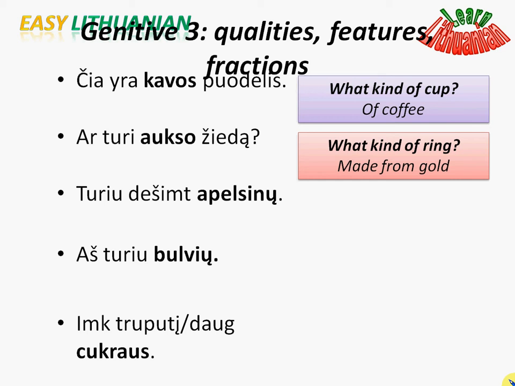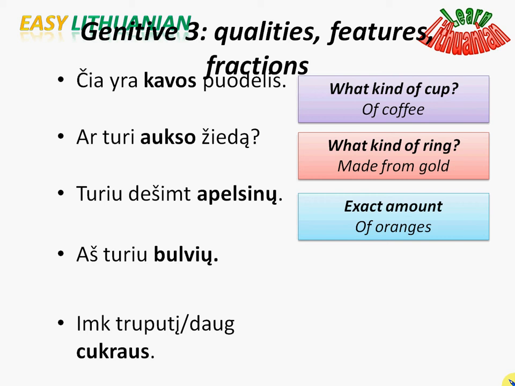Turiu 10 apelsinų. I have 10 oranges. And these last three sentences are with amounts of something. You say that it's an exact amount of oranges. And when you say the exact amount, you should use genitive case, because you say the amount of something. When you say the amount of something, especially if it's an exact amount, you should use genitive case.